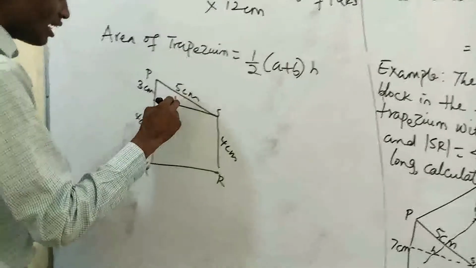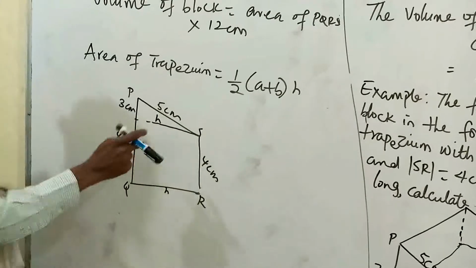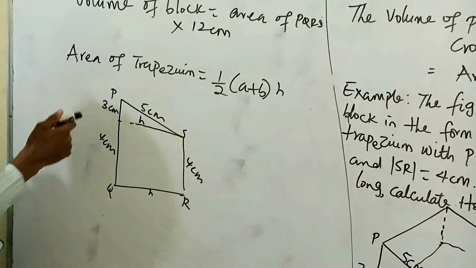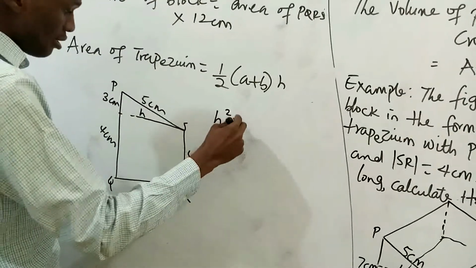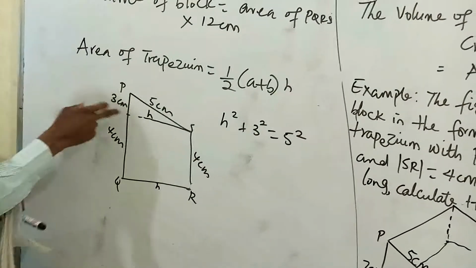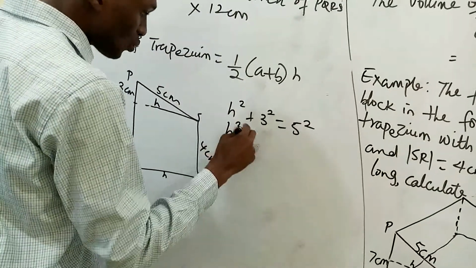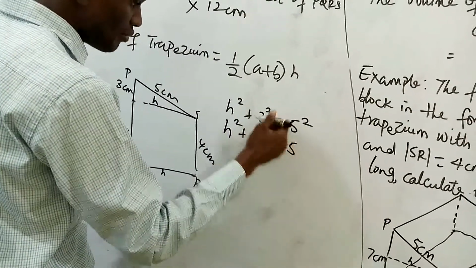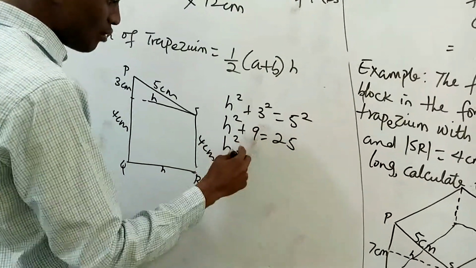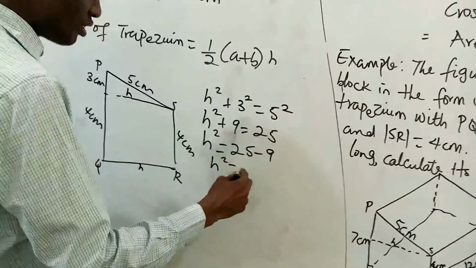How do we find the height? We apply Pythagoras rule because this is a right angle triangle. We say that the square on the hypotenuse is equal to the sum of the square on the two other sides. That's h square plus 3 square equals 5 square. So we have h square plus 9 equals 25. 3 square is 9, 5 square is 25. So h square will be equal to 25 minus 9. H square will give us 16.